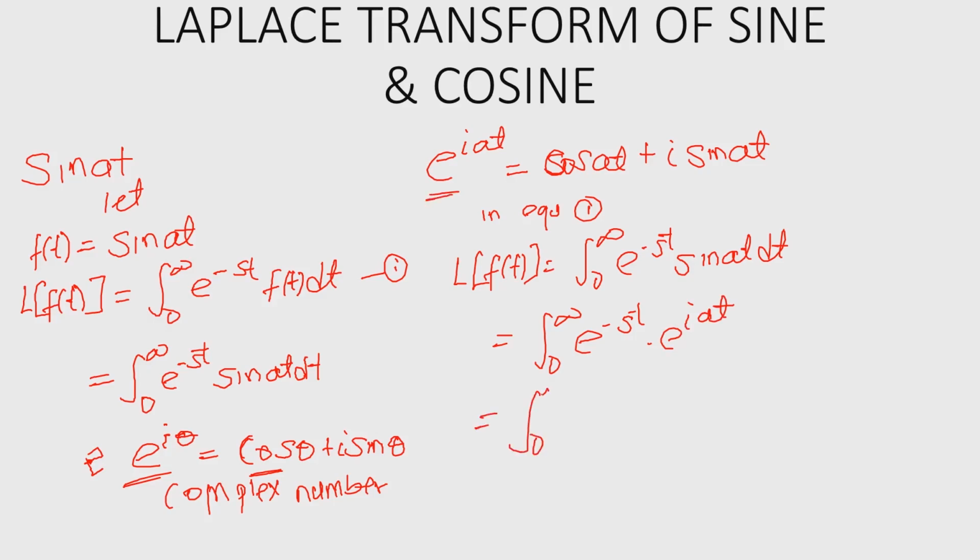We have the integral of, then discover that e is common to both. So we are going to pick one e. Using the law of indices, we are going to have minus st plus i at, then dt. So which is going to be the integral of, you discover that what's common here is minus s minus ia, into t dt.